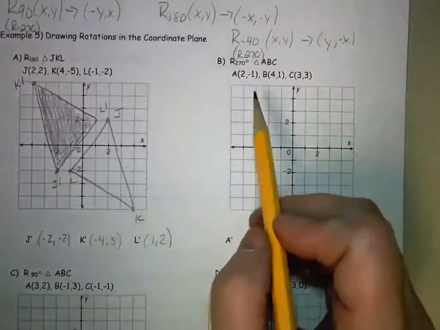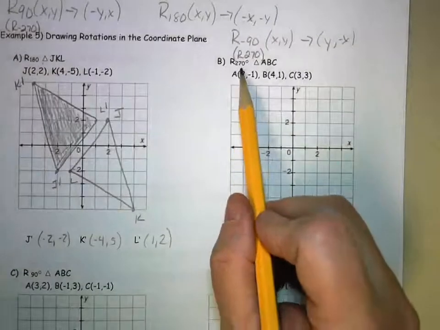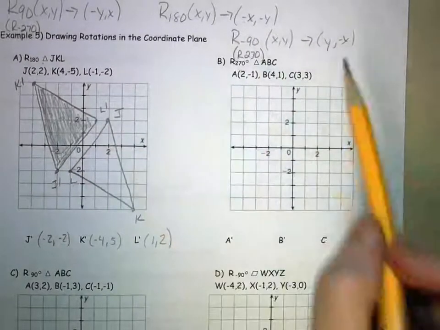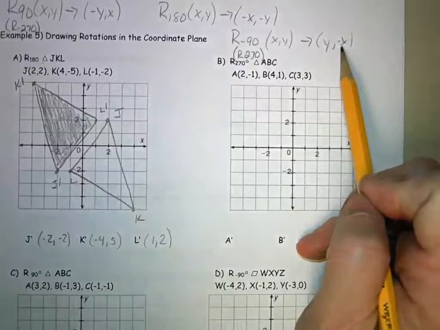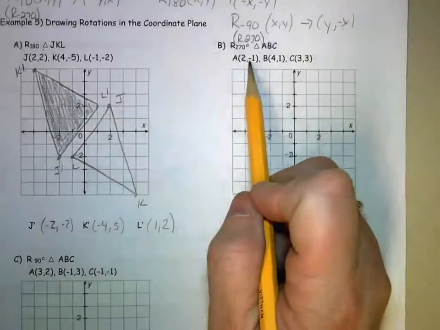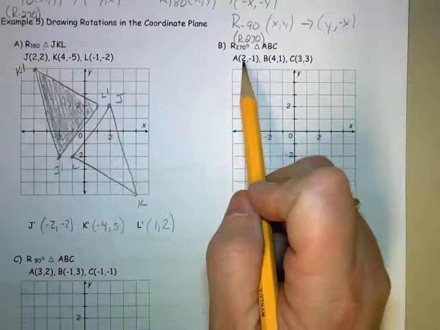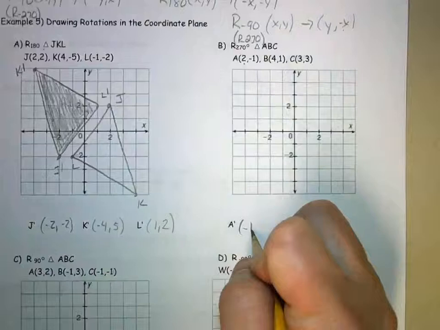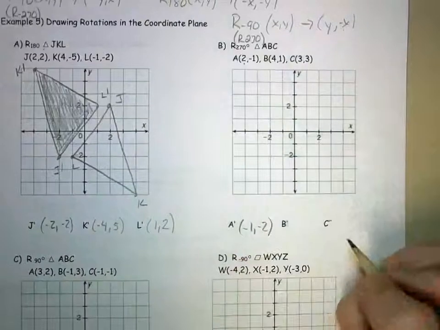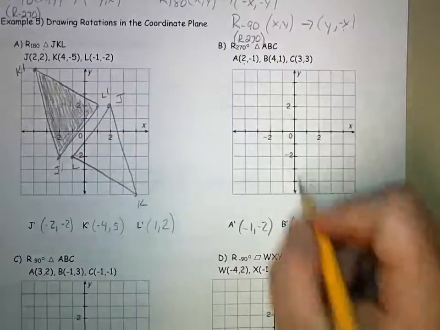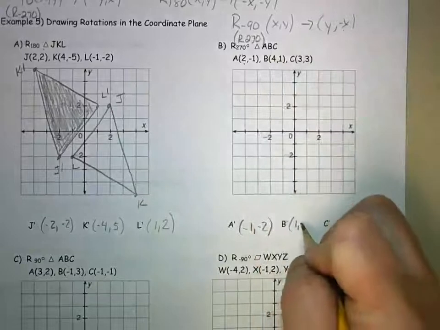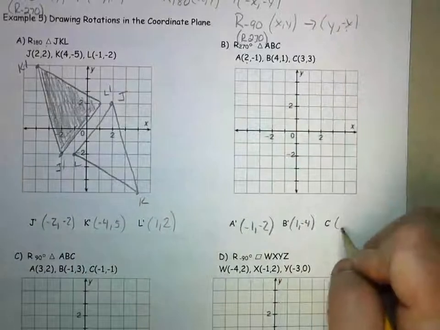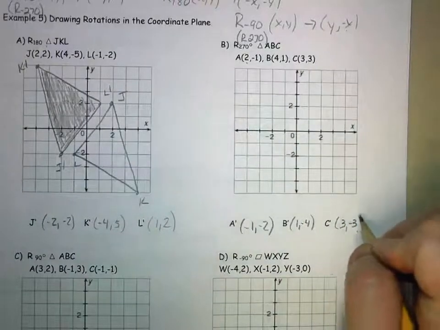Letter B is a rotation of 270, which is right here. So we have to switch them around, and then the second one, the x becomes negative. So we're going to flip these around, and then this one that's in the first place right now becomes negative. So that would become (-1, -2). Switching these around, you would have (1, -4). And switching these around, you would have (3, -3).